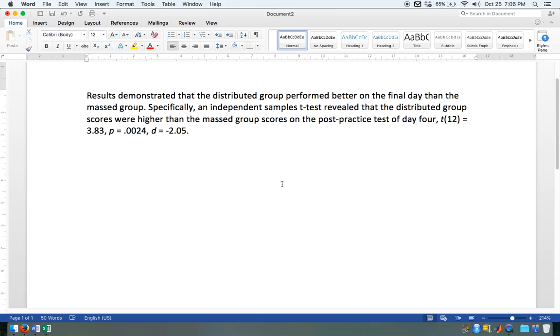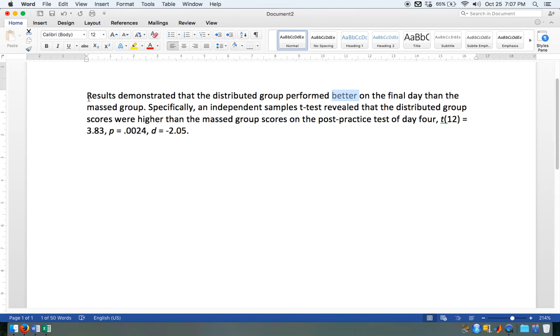Results demonstrate that the distributed group performed better on the final day than the mass group. Now, what's important here is the word better. I could use a better word than better, but I'm showing a direction. So one group had higher performance than the other group. If you don't find significant differences, you could say there were no differences between each group. But if there are differences, you have to state what that difference was: which group is higher than the other group, or which group is lower than the other group.